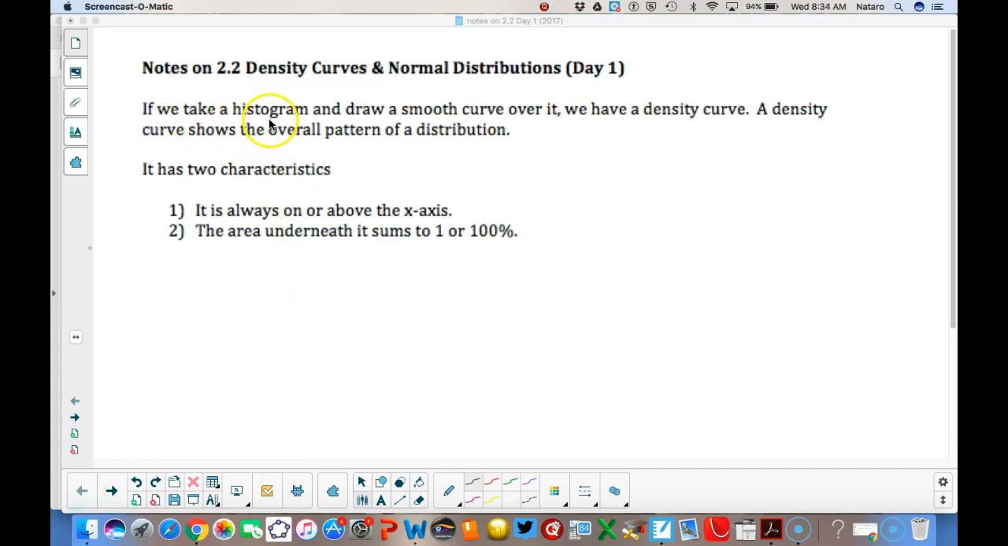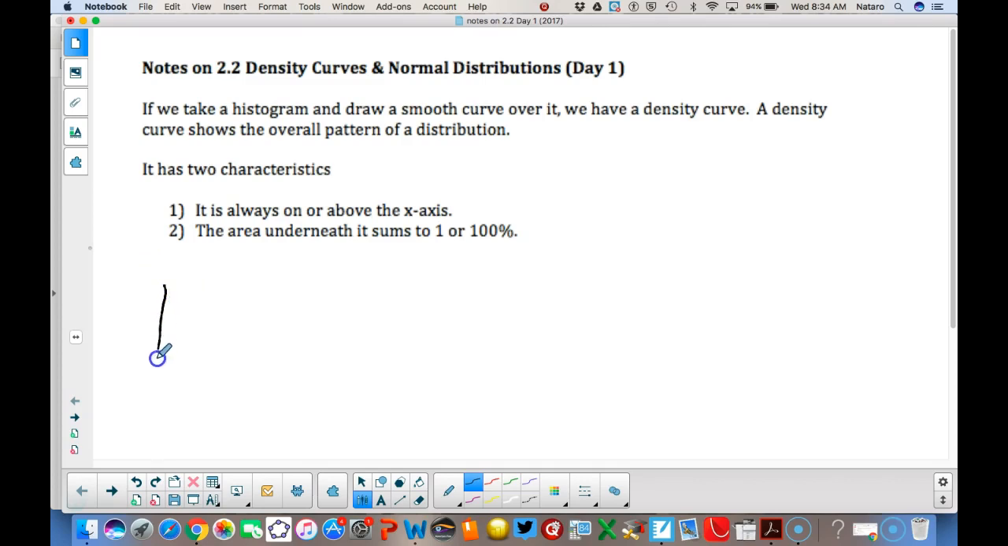If we take a histogram and draw a smooth curve over it, we have a density curve. We've been doing this pretty frequently with our histograms just so that we can take a look at the shape of the distribution. Remember, this particular shape would be skewed to the right, and this would be an example of a density curve because it's always above or on the x-axis, and the total area under the curve, so the area under the entire curve here, is 100% because we're talking about the entire distribution. So that's what a density curve is.